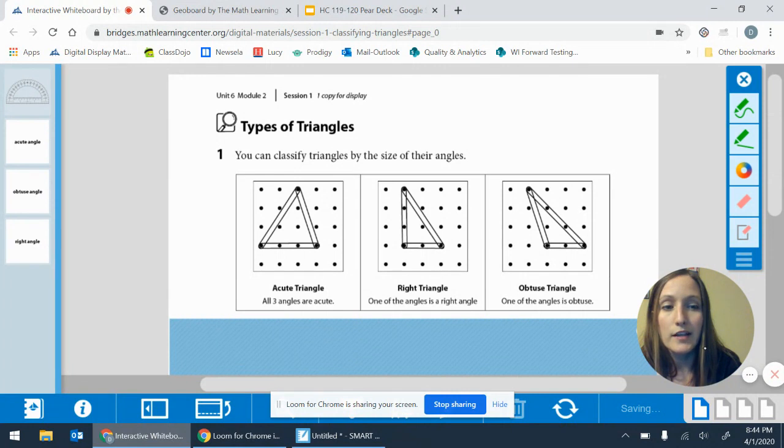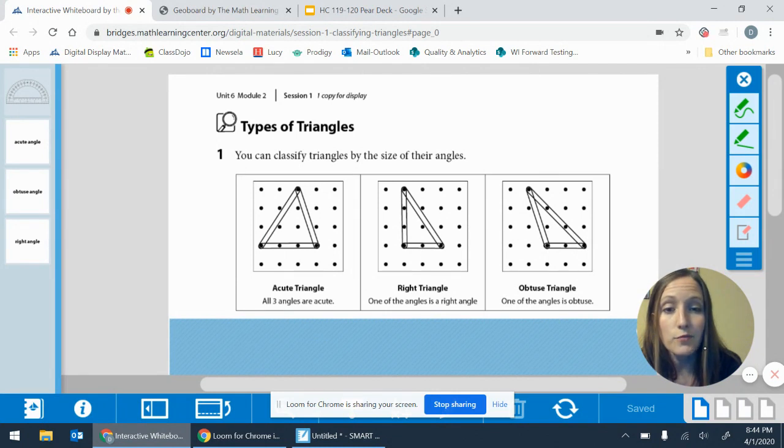So I'm just going to read along here. If we look at this first triangle here, it is an acute triangle. We call it an acute triangle because all 3 angles are acute. This angle here is acute, smaller than 90. All 3 of these angles are smaller than 90 degrees.